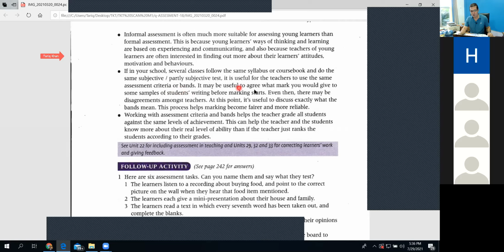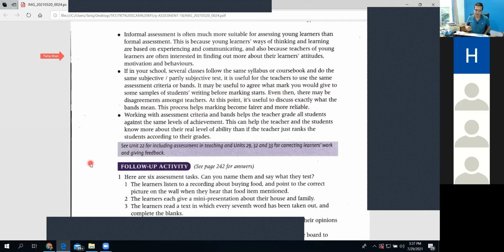It may be useful to agree on the marks you would give to some samples of students' writing before marking starts. Even then, there may be disagreements amongst teachers at this point. It is useful to discuss exactly what the bands mean. The process helps make marking fairer and more reliable.